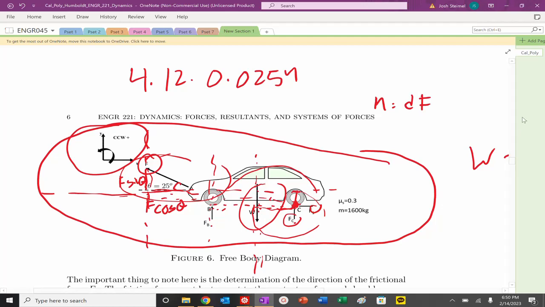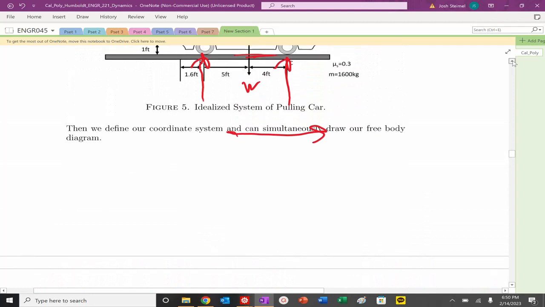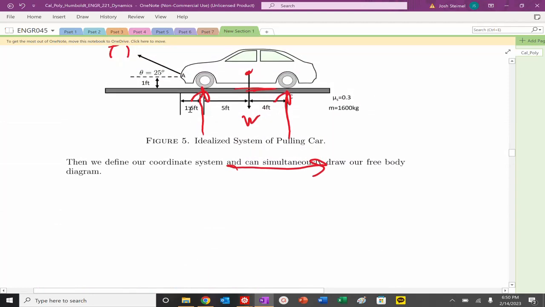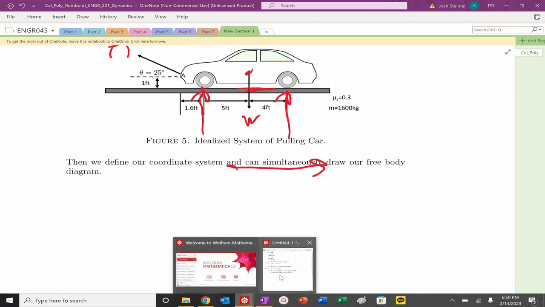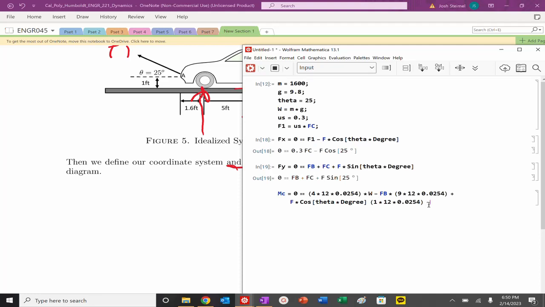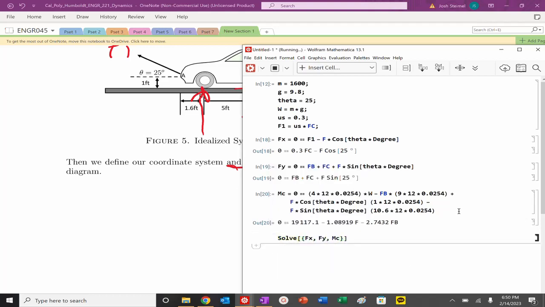Fantastic. And finally, again, my line of action, the perpendicular distance to that origin, and if I look at the direction, it'll be negative, but let's calculate that distance, which will be 9 plus 1.6, so minus F times sine of theta times degree, which is going to be 10.6 times 12 times 0.0254, and that should be it. So we've got it. 3 equations, 3 unknowns. I can just set Fx, Fy, MC.